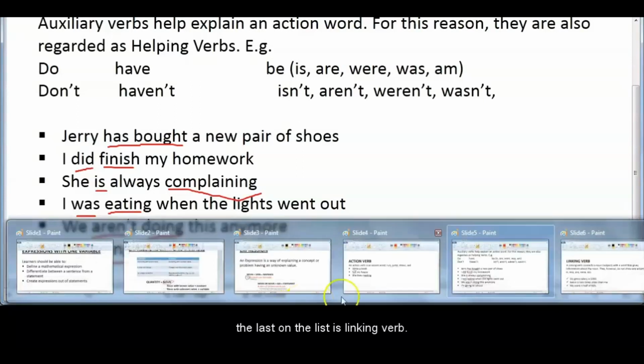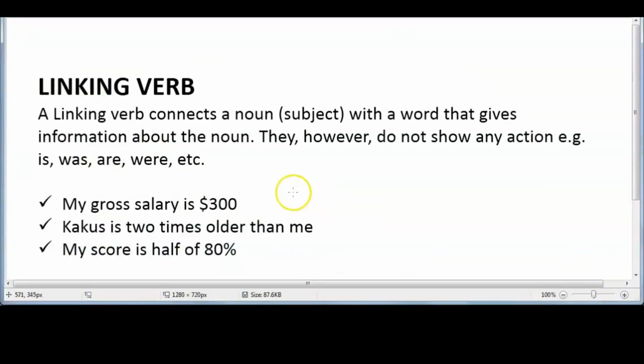So the final on the list is a linking verb. A linking verb connects a noun, which is also regarded as the subject, with a word that gives information about the noun. They, however, do not show any action. Example is, was, are, were, and so on and so forth. So this is suggesting that is, was, are, were, am can be auxiliary or linking verbs. We saw this in the previous slide.